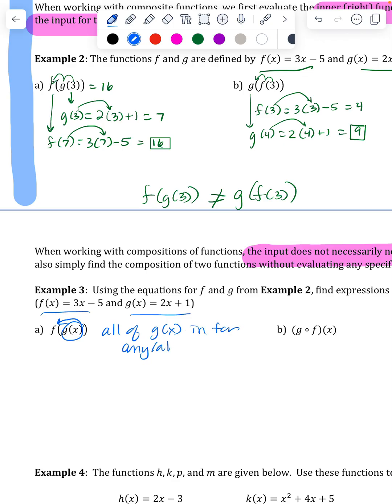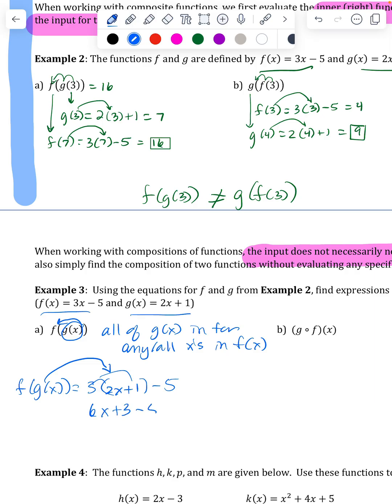So we're going to put all of G of X in for any and all X's in the function F. So F of X takes 3 times whatever you're plugging in and subtracts 5. And what we're plugging in is G of X, which is 2X plus 1. And then you just need to simplify. So I would distribute the 3. And I would end up with F of G of X equals 6X minus 2 when it's all simplified.